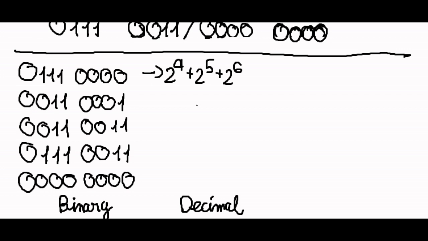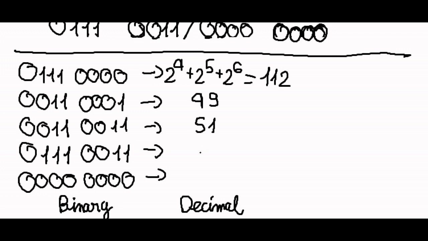From this equation we can calculate that its decimal representation is 112. And we do the same for every other 8-bit binary string. For this we got 49, and this we got 51, for this we got 115, and for this we got 0. And from decimal we can use the conversion table that we used before.